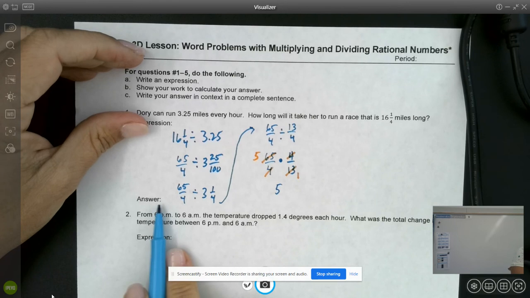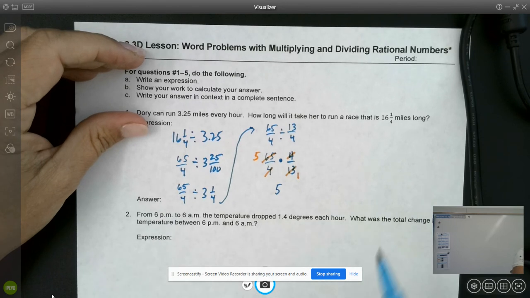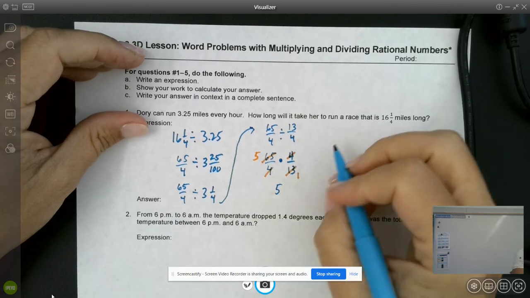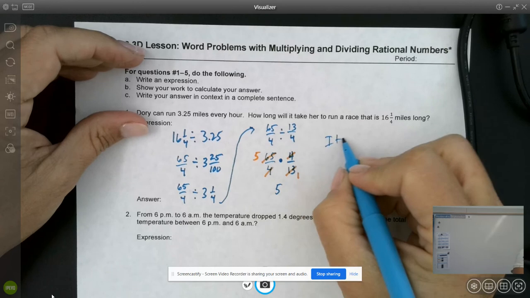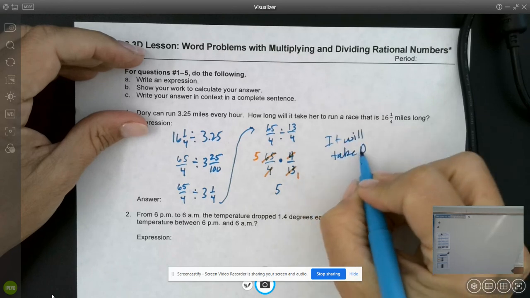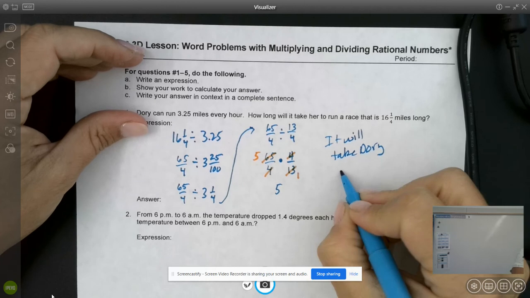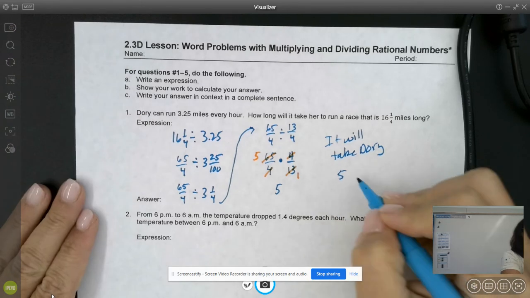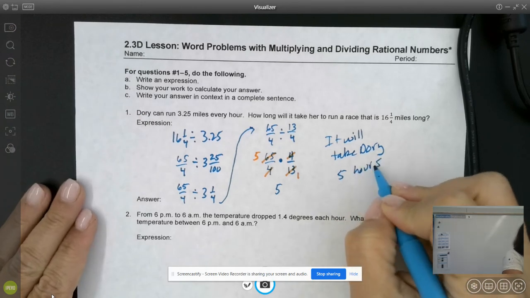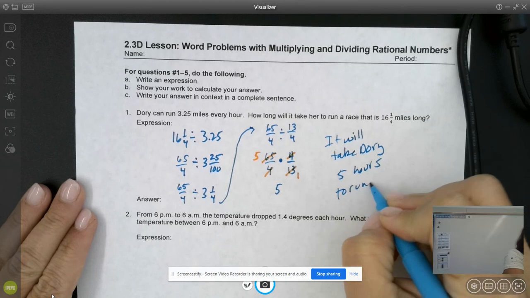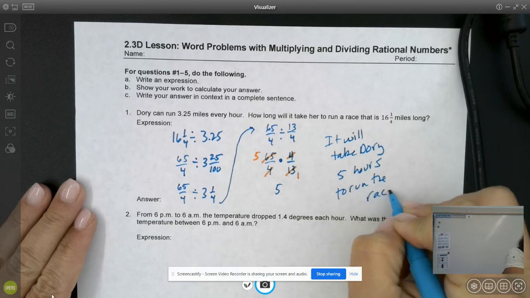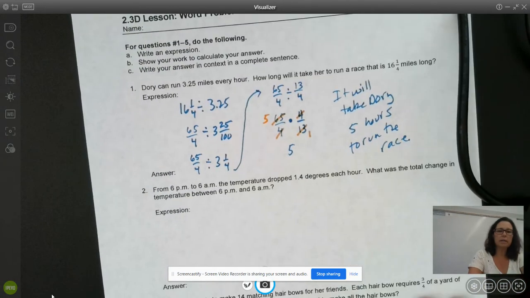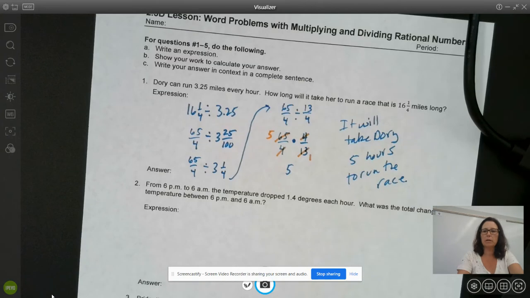I don't have space to write the answer here, so I'll just write it right up here. It will take Dory 5 hours to run the race. Turn that a little bit. It's telling me a little bit better.